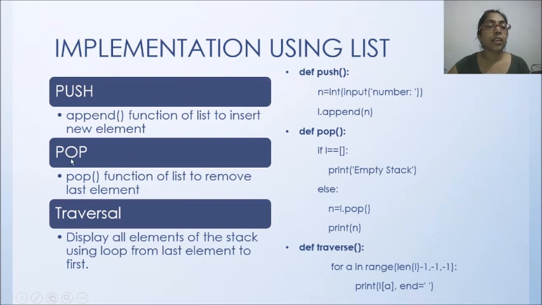Now let's check the pop operation. Pop means you want to remove an element from the list. That means pop function can be used for that. And pop without any argument means it will always remove the last element from the list. So this is what we want in the stack. The last element should be popped out. So here is the code for that.